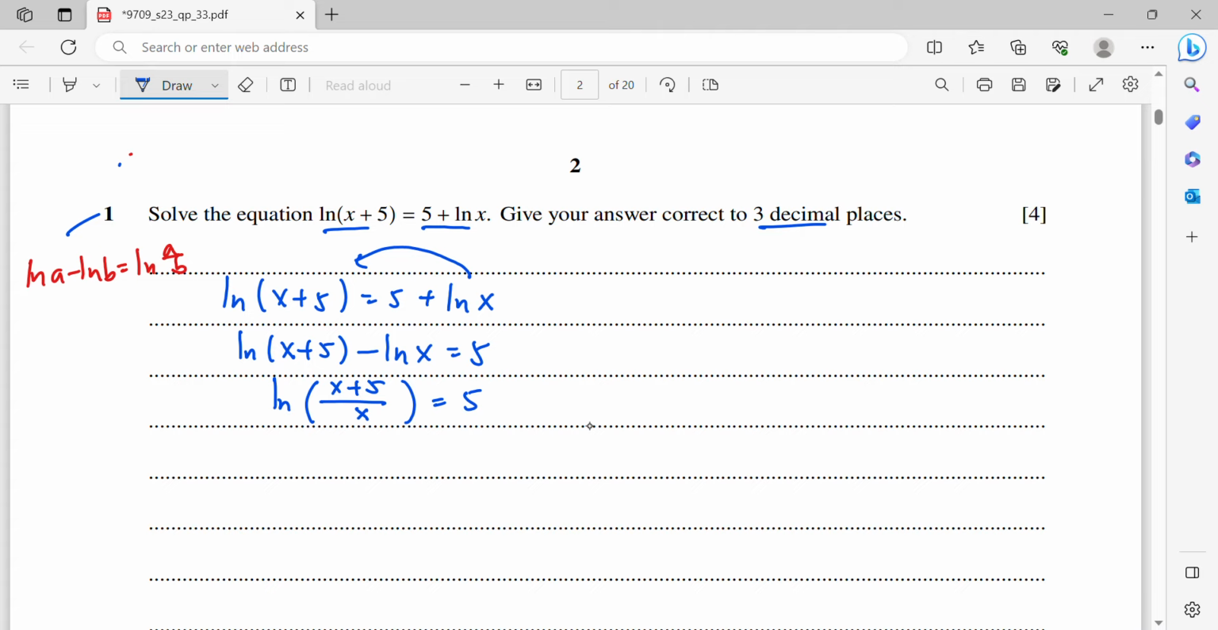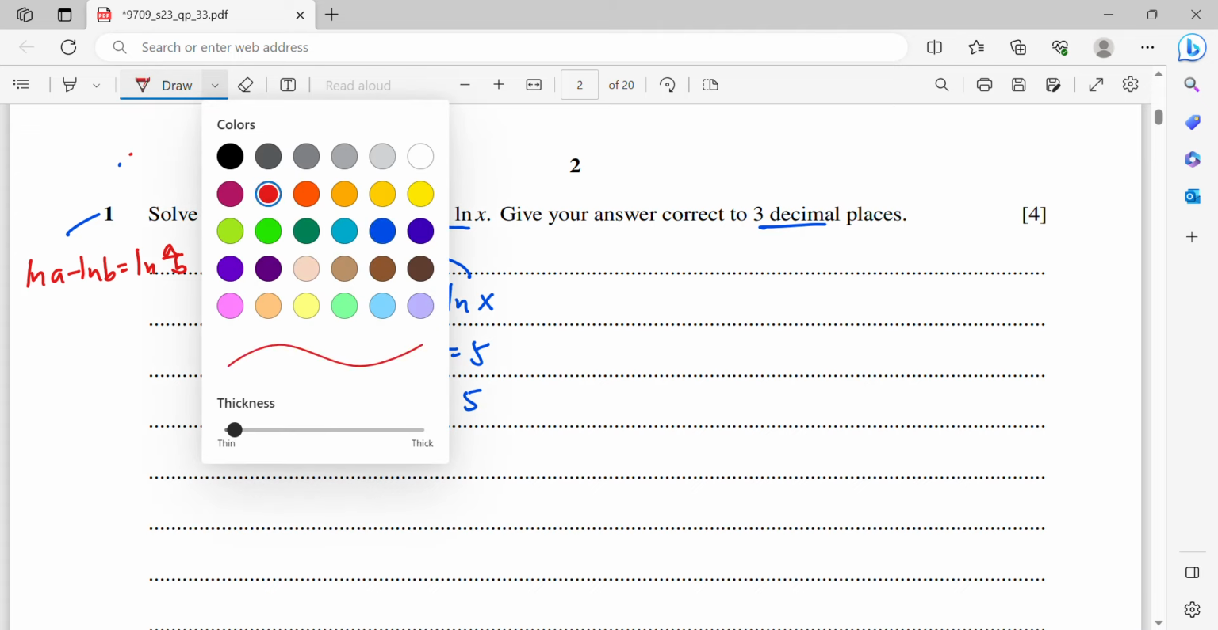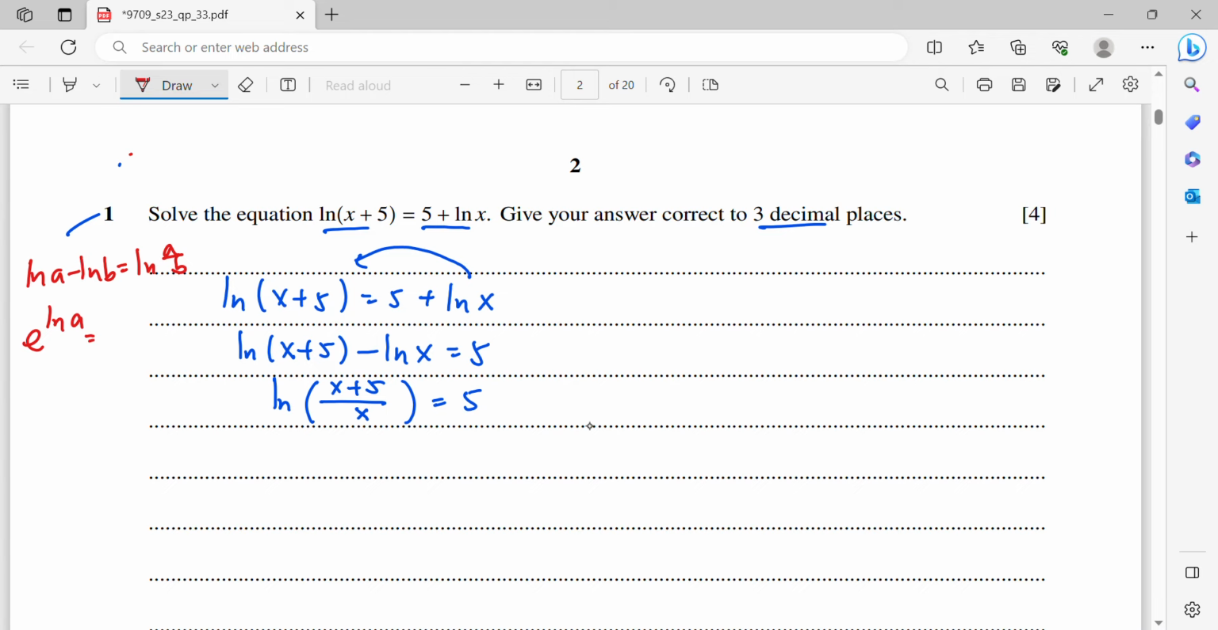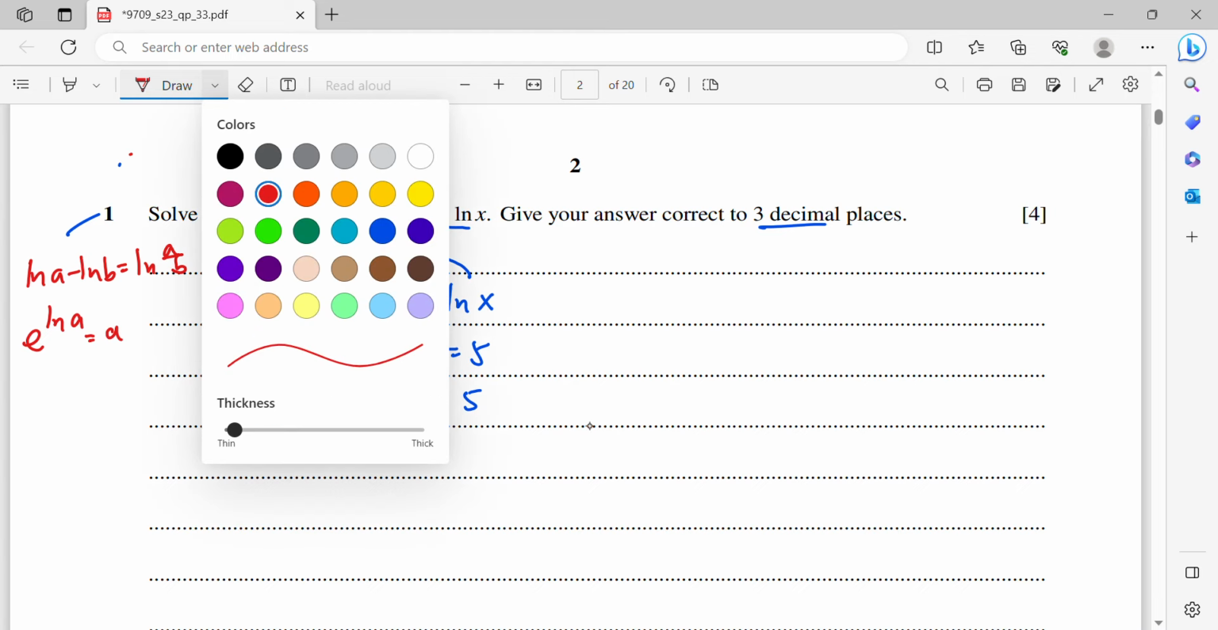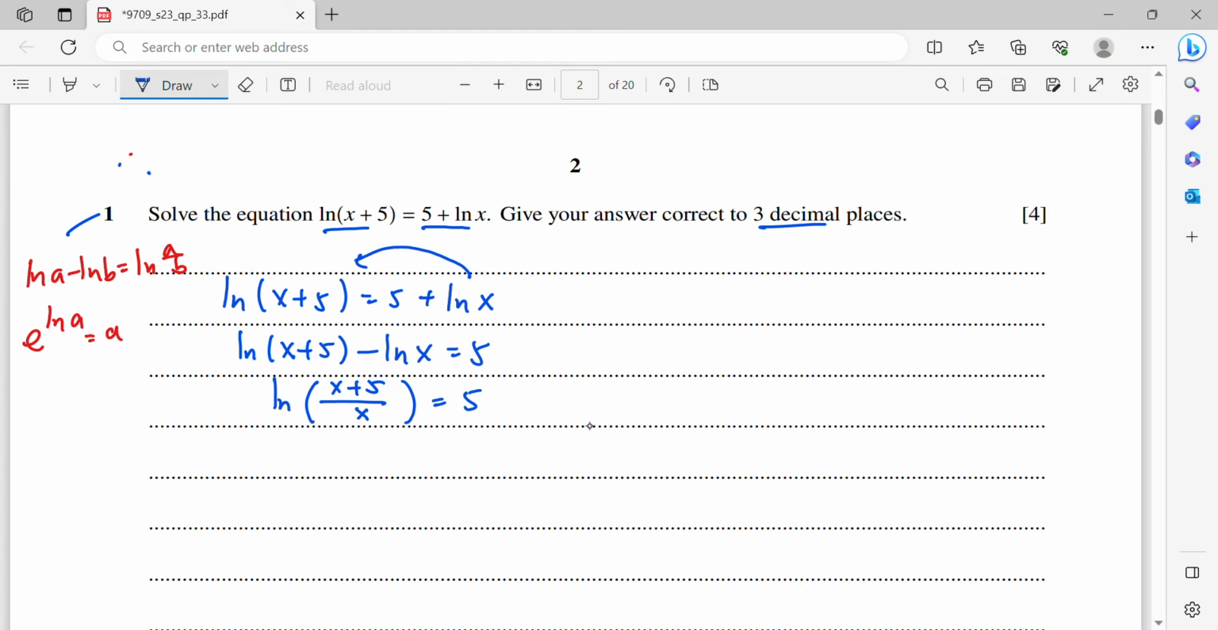So when you take e to the power ln, we have another formula here. e to the power ln a is basically a. Alright, so therefore, the left-hand side, I will just directly write (x + 5) over x. Then the right-hand side will be e^5. So when we need to solve the equation, that means we need to find the x value. For this case, this denominator x will be moved to the right-hand side. So I will get x + 5 equals x times e^5.